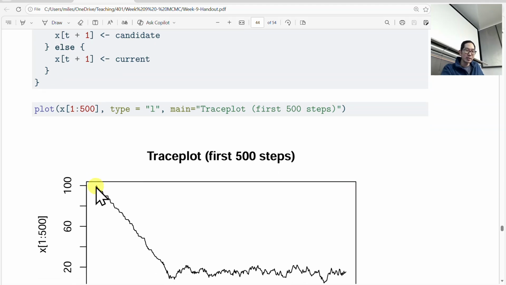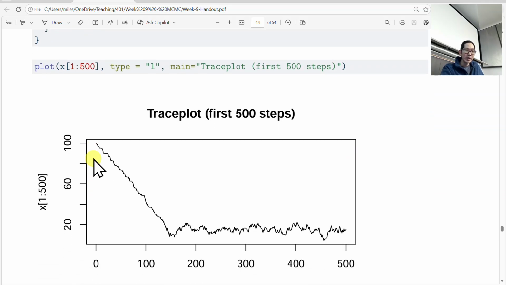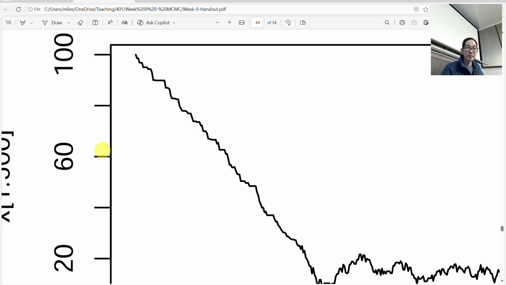So I start off at 100, and what we can see is that in the beginning, I move down. I don't know what this value is. I propose something, I move down. Around 90, I probably kept proposing positive numbers, like 93, 92, 92.5 or something, and I kept rejecting them. So I kept reusing that same value. And then I started proposing smaller values, like 80 something, 80 something.